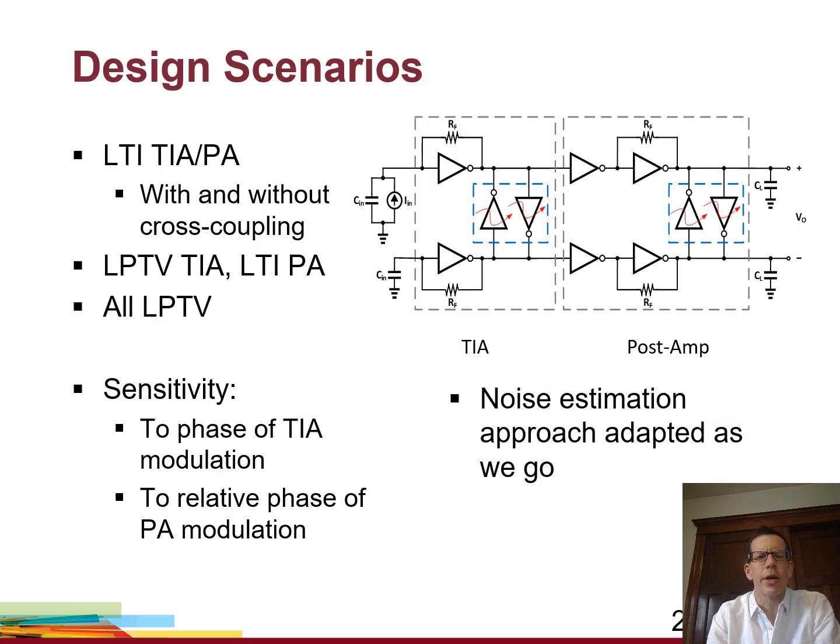We consider several design scenarios. A linear time invariant TIA and post amplifier, then we're going to make just the TIA periodically time varying, then we're going to make both stages periodically time varying. We're interested in looking at the robustness of this technique to the phase of the TIA modulation and the relative phase of the two modulation signals when they're both present. And we're going to have to adapt the approach to noise analysis as we go.